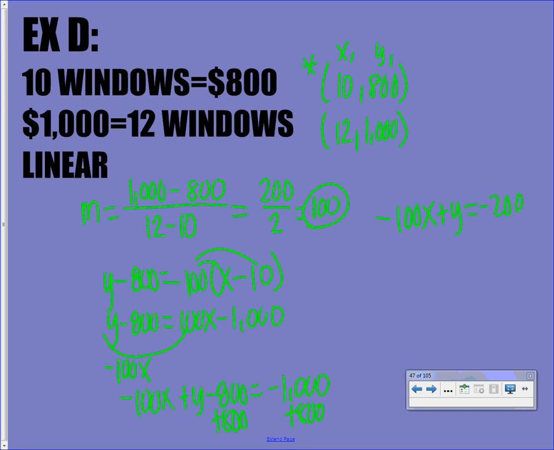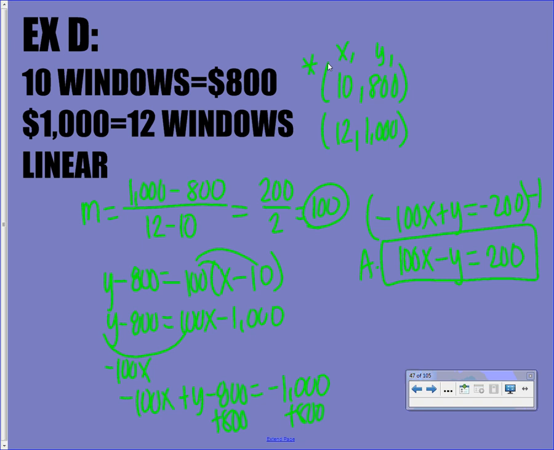I have a whole number on my x, but I don't have a positive, so I'll just multiply everything by -1. So I have 100x minus y equals 200. So here's my answer for part A, which said write it in standard form.